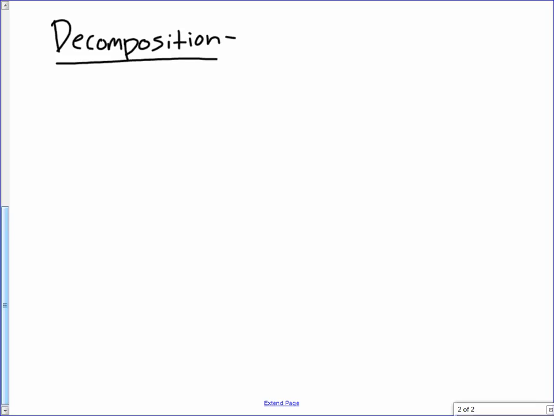Okay, in a decomposition reaction, you start out with one reactant. We'll call it compound AB. And it's going to decompose into separate products. So it's basically the opposite of synthesis. One reactant decomposes into two products.